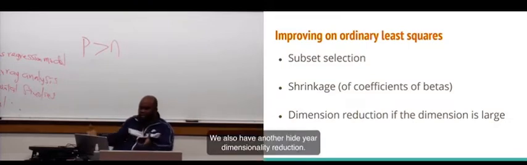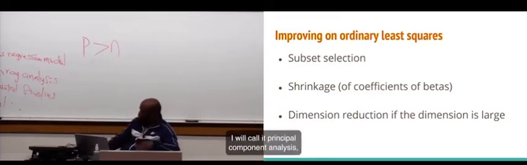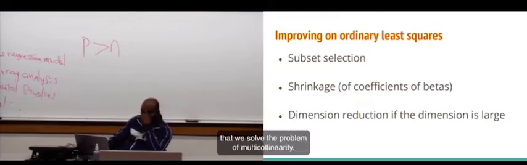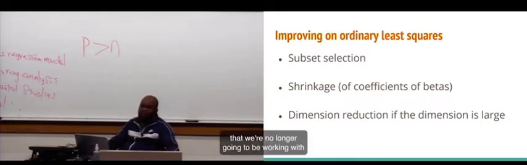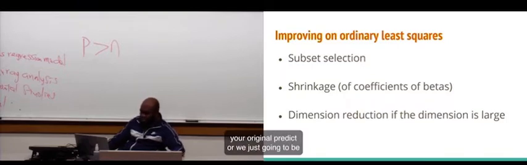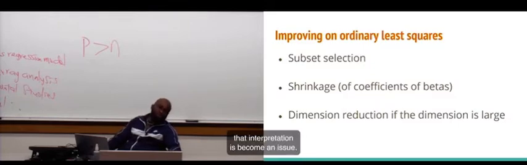We also have another idea, dimensionality reduction, that we call principal component analysis. That will solve the problem of multicollinearity, but the issue is just that we're no longer going to be working with the original predictors. We're just going to be working with principal components. Then the interpretation becomes an issue.